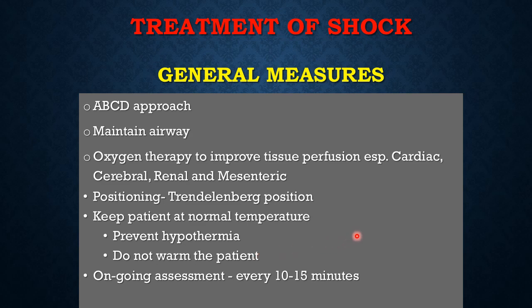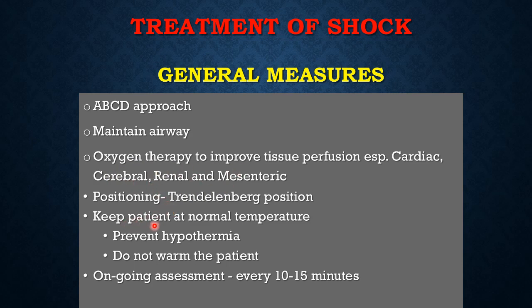General measures in treatment of shock: the ABC, the airway, breathing, circulation. Maintain airway, oxygen therapy. You can give oxygen to the patient to improve the oxygenation and the tissue hypoxemia. The tissue perfusion, especially cardiac perfusion, cerebral, renal, and mesenteric perfusion is important to recover the patient. You can position the patient in Trendelenburg position, either head down or foot up position. That will, in cases where there is hypovolemia or peripheral pooling of blood, send blood more towards the vital organs, the brain and the heart.